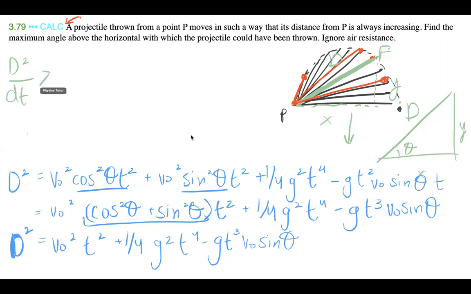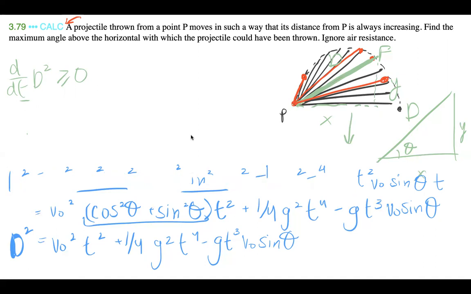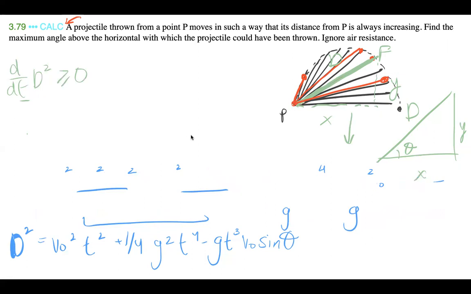Oh, actually, I wrote that wrong. Let me just rewrite that. So we're going to take the derivative of distance squared with respect to time, and we're going to make sure that that's always greater than or equal to 0 because we want it to always be increasing. Okay. And if we take the derivative and we solve for t, then we can figure out this angle situation. Okay. And let me just erase this portion right over here. So we're just left with d squared at the bottom because that's really what's important.